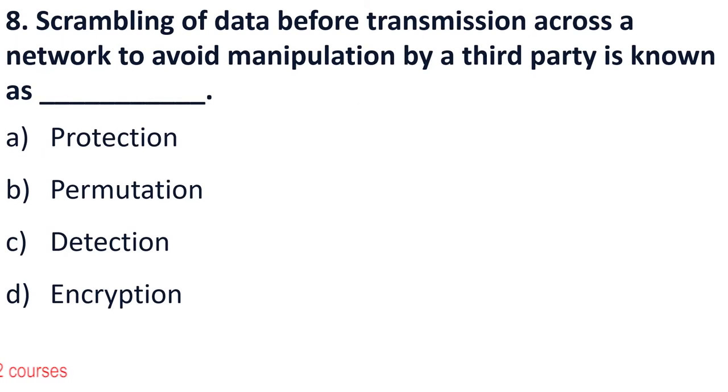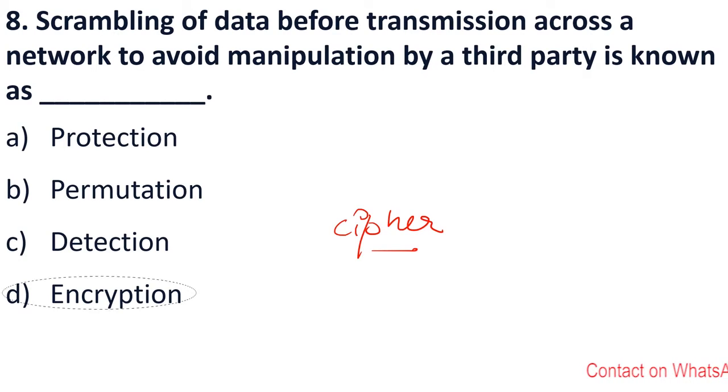Next is, scrambling of data before transmission over a network to avoid manipulation by third parties is known as... Whenever you want to send your data over the network, you don't want others to read your text. So that text is converted into cipher text. This is called cipher text, which does not allow others to read it. Changing your original text into another form is known as encryption. It helps in data security.